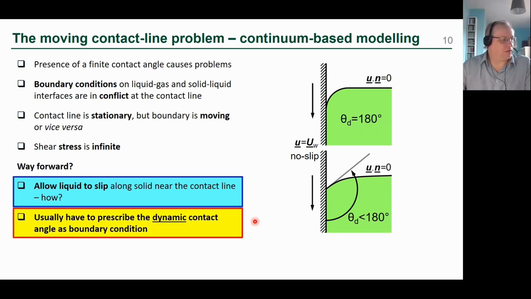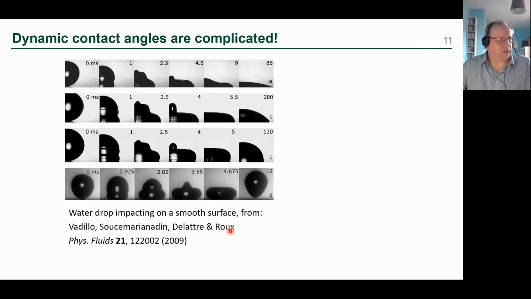And another key problem is that in this kind of modelling, we have to prescribe this dynamic contact angle as a boundary condition on this interface. The dynamic contact angle is what happens when you have a moving boundary. Typically, as you start to move a boundary, your contact angle will increase from the static value up to some dynamic value. And we have to prescribe that as a boundary condition.